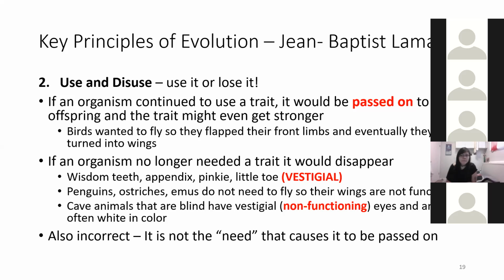Penguins, ostriches, and emus don't need their wings because they don't fly, so their wings aren't functional. They're getting smaller and smaller. And there are also examples of cave animals that have vestigial or non-functioning eyes. Their eyes disappear over time, or at least don't work anymore. Often they are white in color, partly because to make pretty colors the body needs to use energy. If there's no light, color doesn't matter, so white would be the easiest and simplest.